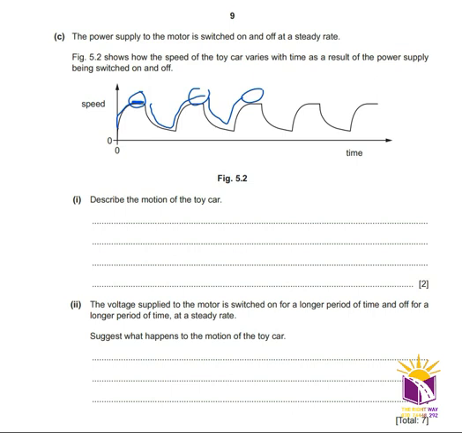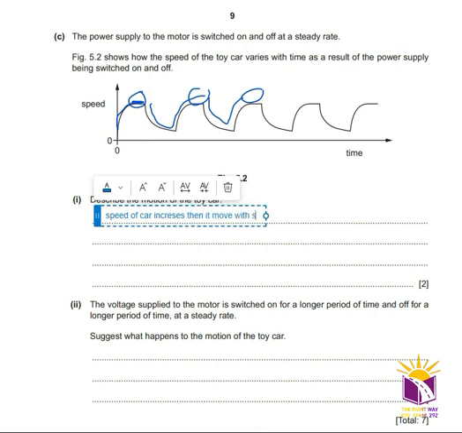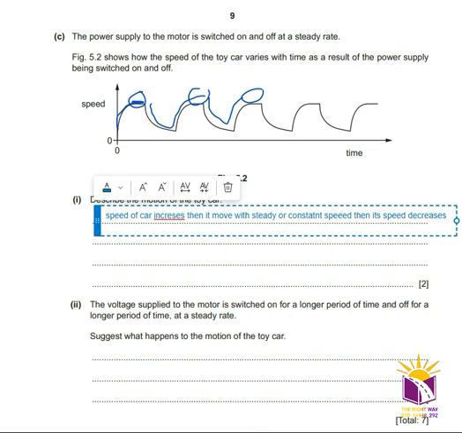We are going to write it as: speed of the car increases, then it moves with steady or constant speed, then its speed decreases, then before coming to rest, because our speed is not zero at any time.